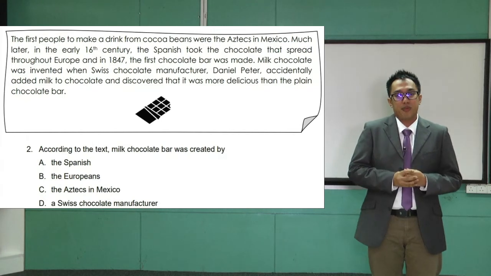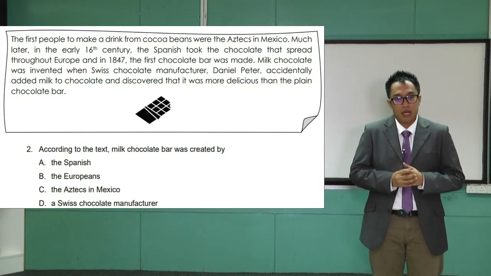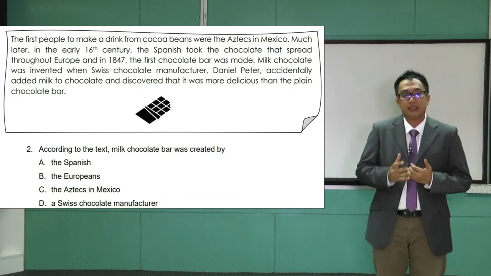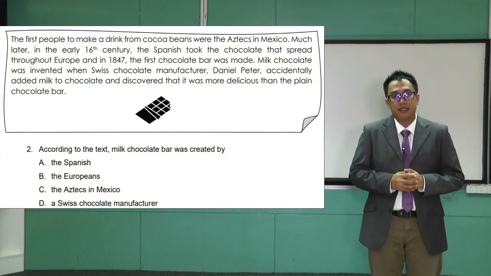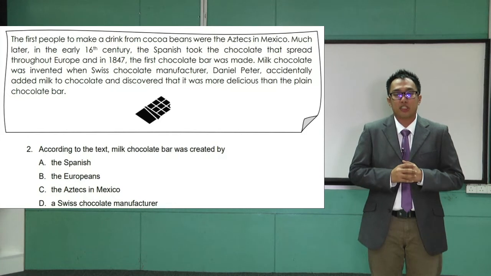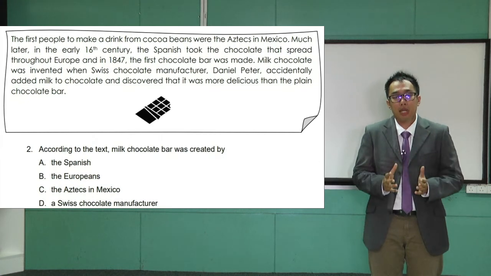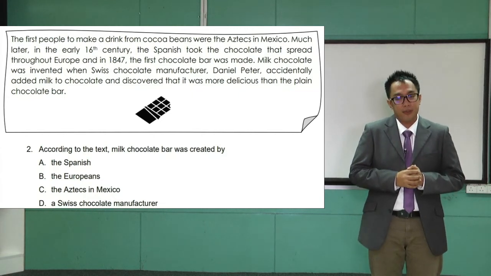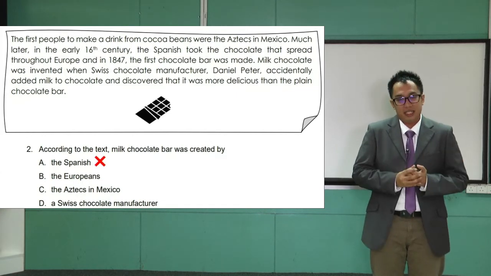The first people to make a drink from cocoa beans were the Aztecs in Mexico. So, is it the Aztecs who made the chocolate? Yes or no? We continue reading it. Much later, in the early 16th century, the Spanish took the chocolate that spread throughout Europe, and in 1847, the first chocolate bar was made. Alright, so this one you have to be careful. Why? Because the question asks you about milk chocolate bar, not just chocolate bar. So if you answer the Spanish, then the answer would be incorrect. What about B, the Europeans?